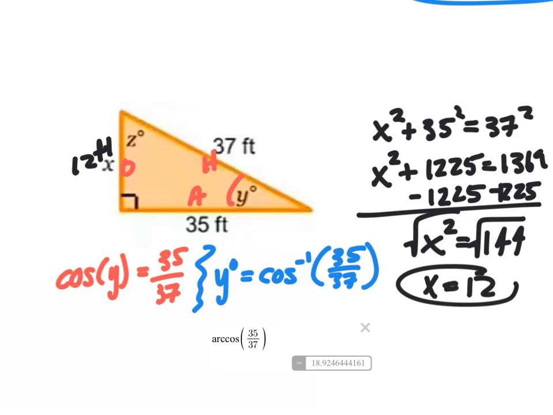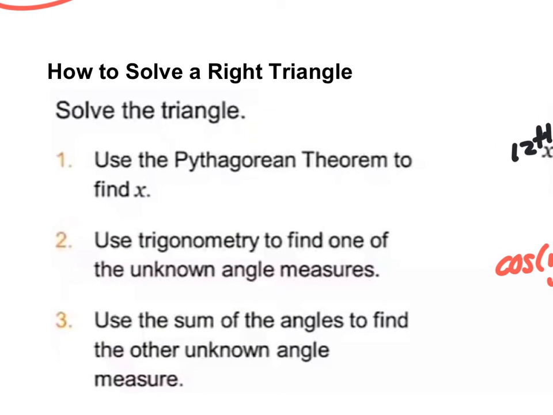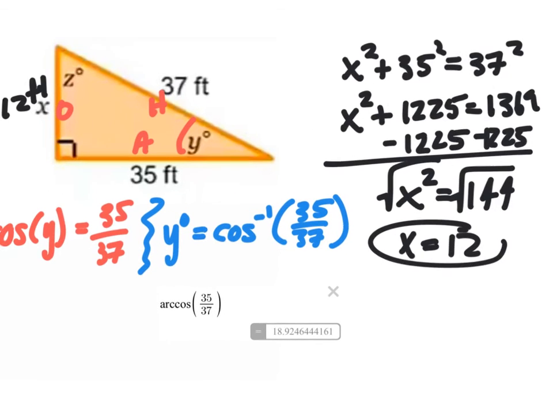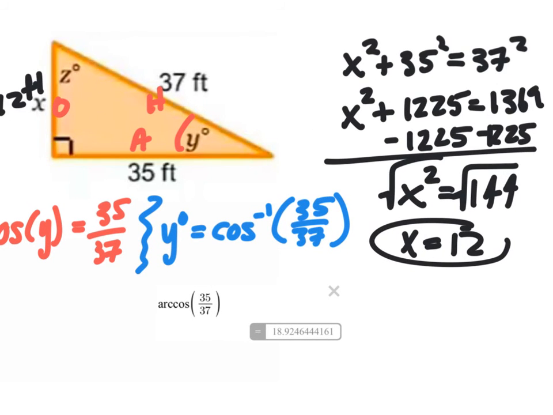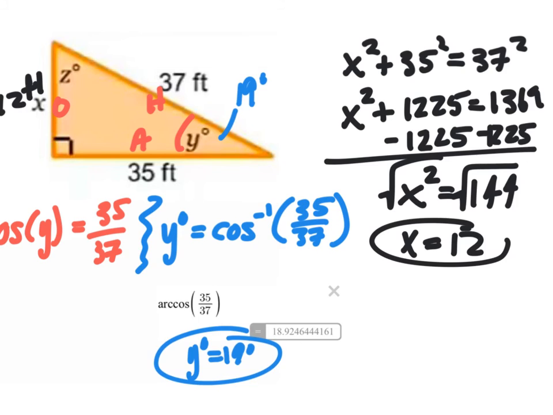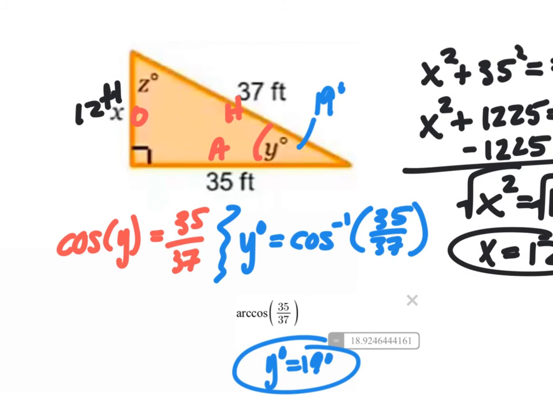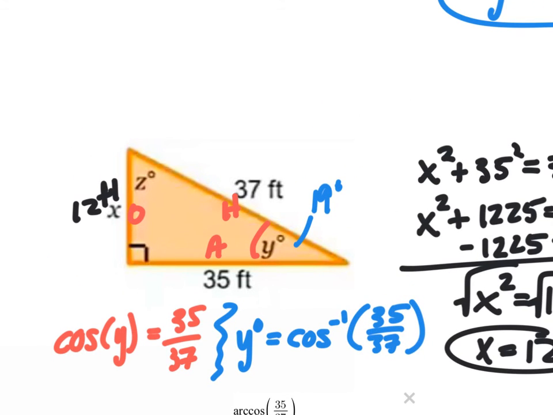And so I end up getting this angle measure, and I think it says round to the nearest degree, so we'll just call this 19 degrees. We'll call y 19 degrees. Now, if I know that this is 19 degrees, do I have to set up another trig function to solve for z? And the answer to that is no. You could take 90 minus 19, which is going to give you 71 degrees. So angle z is 71 degrees.